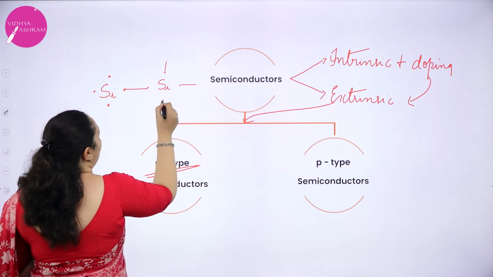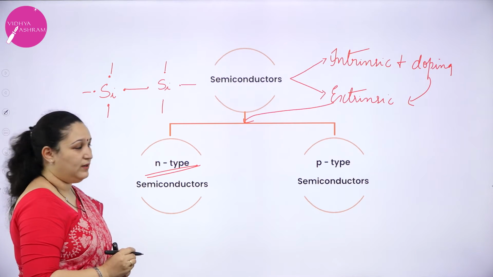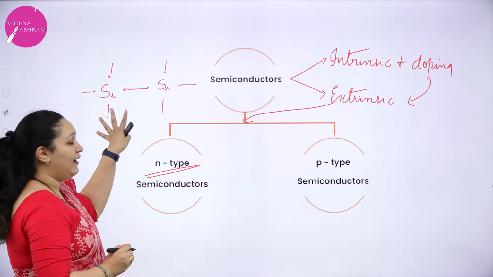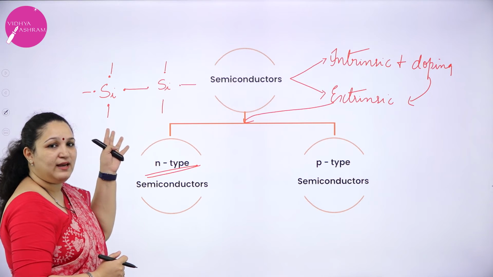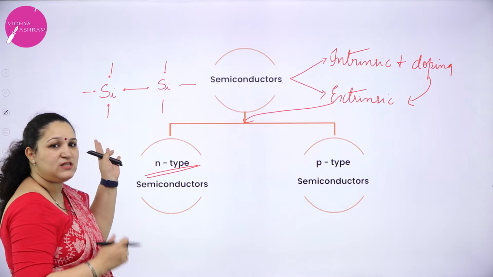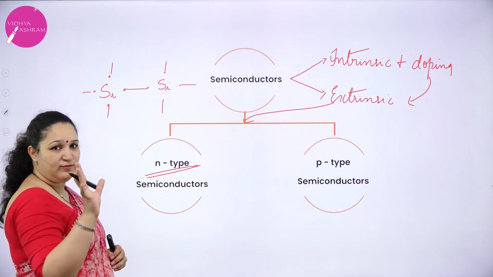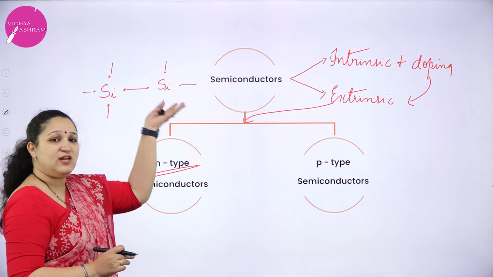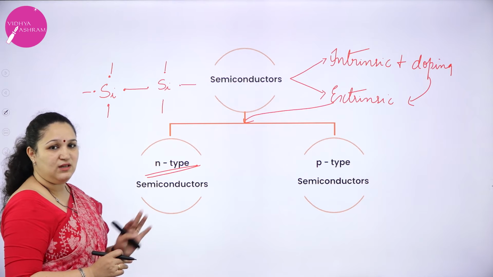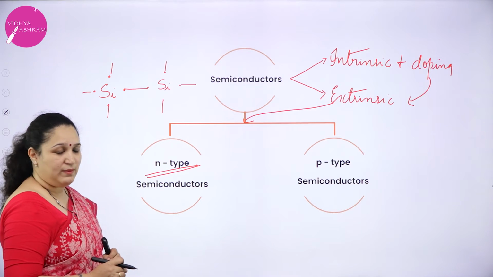This will form bonds with the neighboring silicon atoms like this. Correct? Now, if I add an electron-rich impurity, for example arsenic or phosphorus, which has 5 valence electrons, what will happen? Out of the 5, 4 will be used for bonding and 1 extra electron will be there, which will increase the conductivity. Such a type we call an N type of semiconductor.